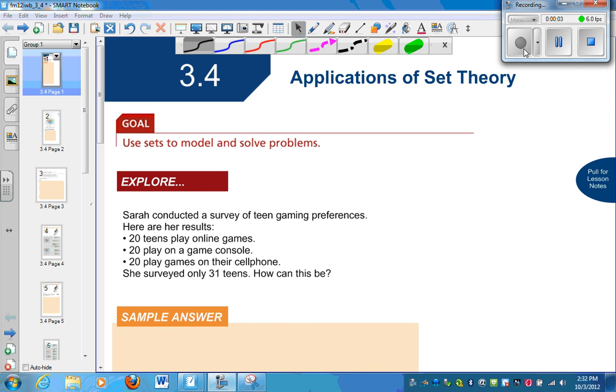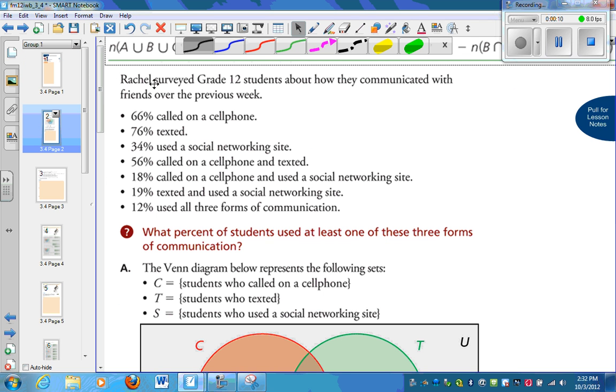Section 3.4, applications of set theory. So we're going to use different sets to model and solve real-world problems. So here we have Rachel. She surveyed grade 12 students about how they communicate with their friends over the past week.